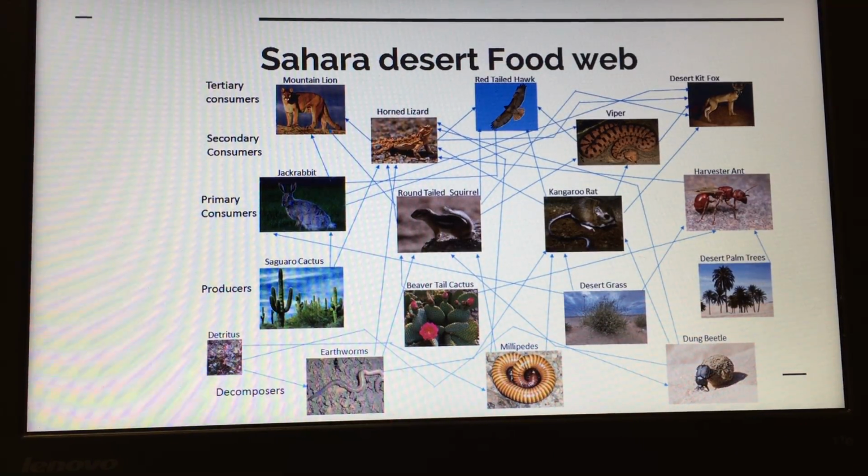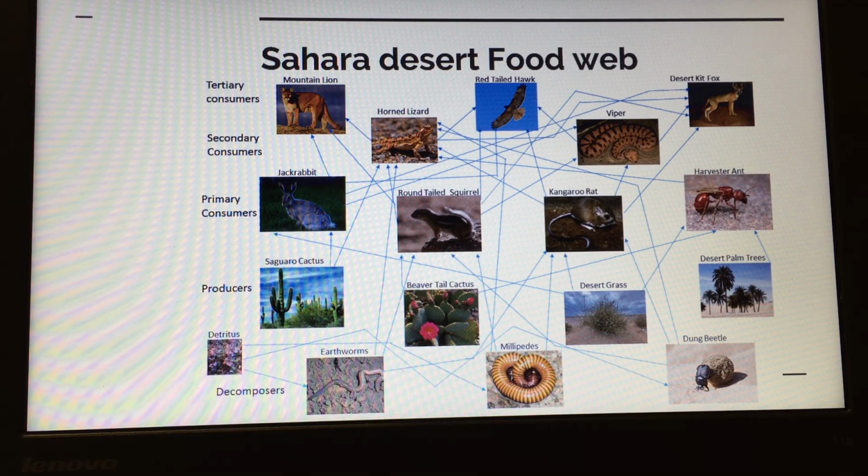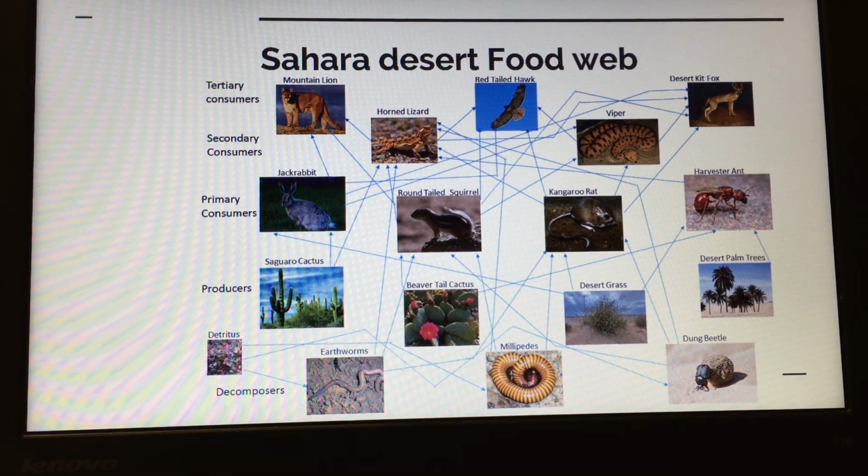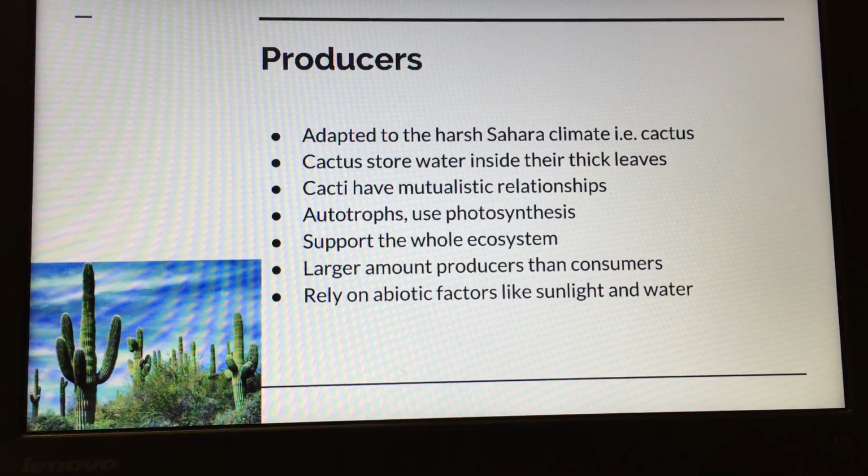Here's a food web of the Sahara Desert ecosystem. I'm not going to explain every single organism, but what you need to know is that the arrows represent the transfer of energy, and that the red-tailed hawk is a very important species to the Sahara Desert ecosystem. I'll be talking about that later.